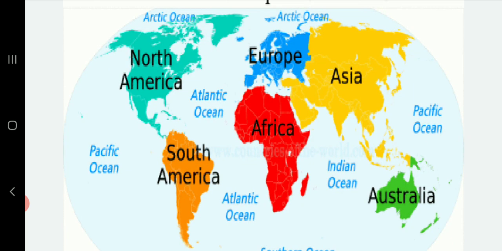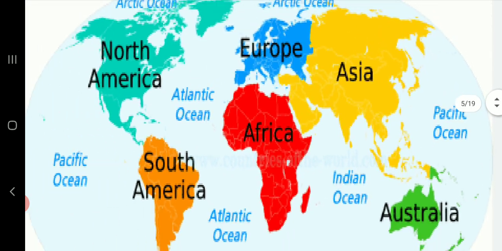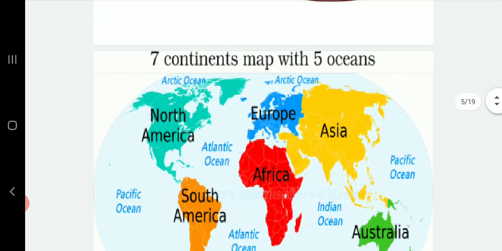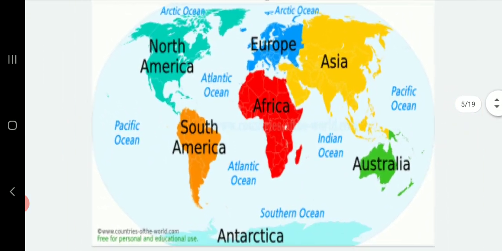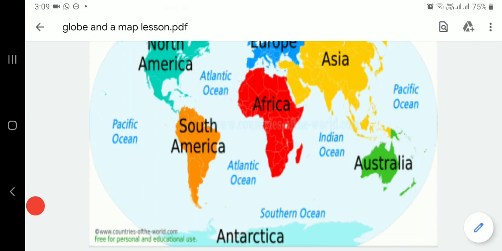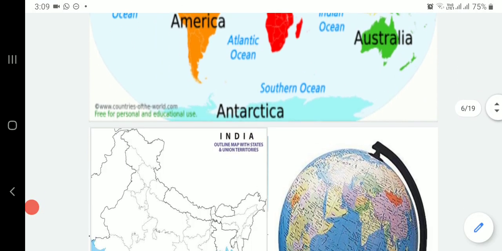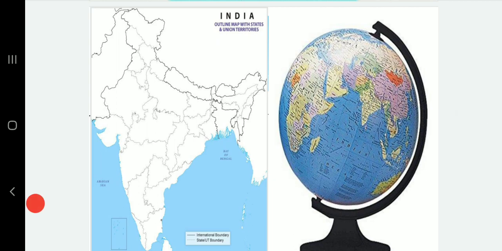Okay, now we'll look at the oceans. How many oceans are there? 5 oceans. The first one is the Pacific Ocean, Atlantic Ocean, Arctic Ocean, Indian Ocean and Southern Ocean. Okay, so there are 5 oceans and 7 continents. Now students, what you have to do is look at this map as well as the globe. I'll give you time, you observe the map as well as the globe.